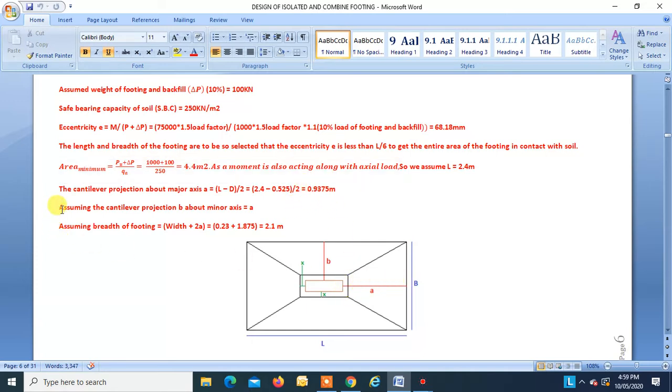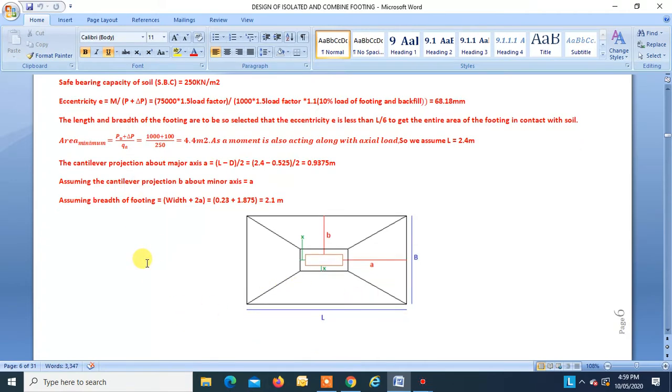So assuming the cantilever projection B about the minor axis equal to A, A is known, so B is known. B is A plus 0.23 meters, that is how we get the breadth equal to 2.1 meters. So B is equal to 2.1 meters and L is equal to 2.4 meters.